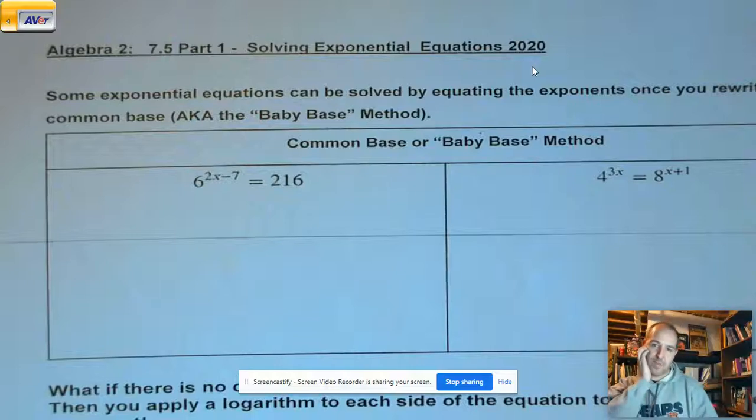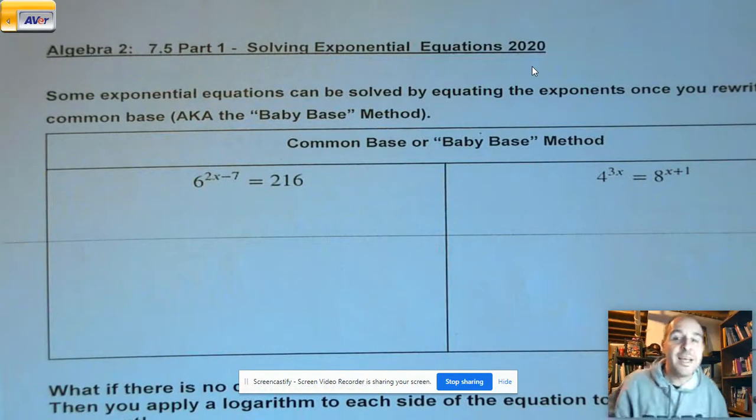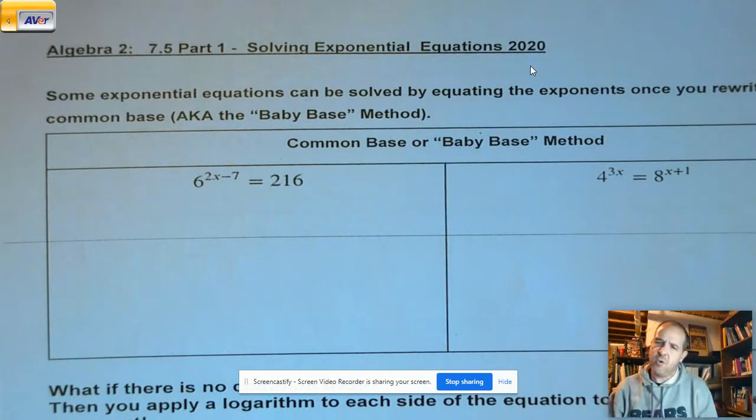Hey, all right, we're back with some more logarithms here, except it's going to look more like an exponent problem. How's Hardy bringing logarithms into this? Well, let's find out. Some exponential equations can be solved by equating the exponents.